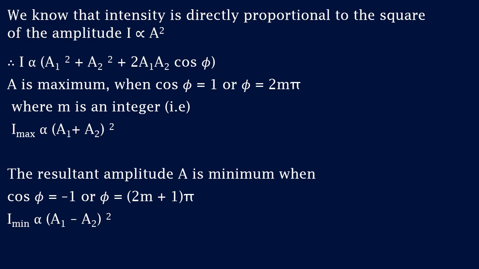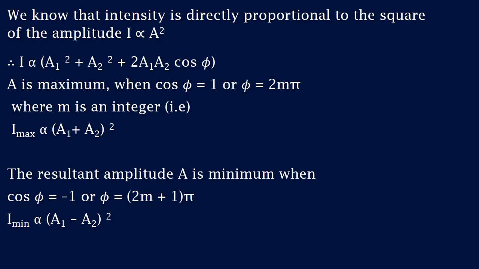It is therefore I maximum ∝ (a1 + a2)². The resultant amplitude A is minimum when cos φ = −1, or φ = (2m + 1)π. Therefore, I minimum ∝ (a1 − a2)².